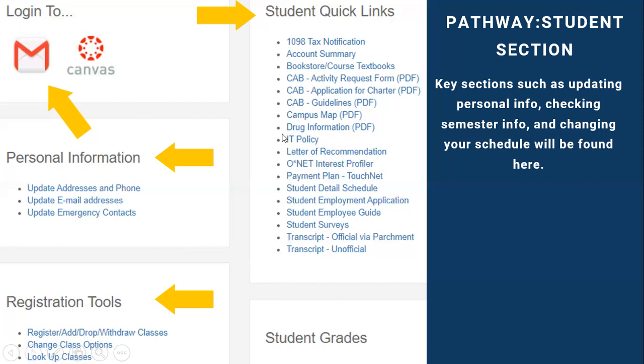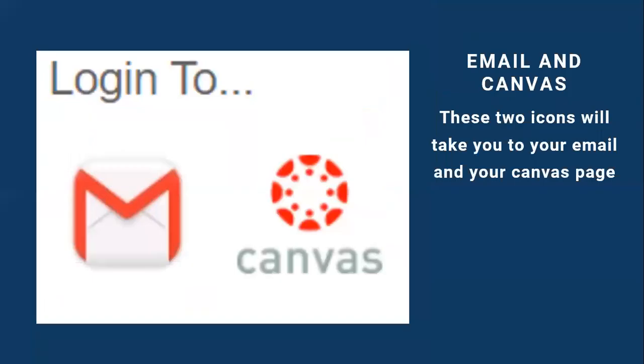So, student quick links. I know that the Zoom link sharing screen is kind of not allowing you to see that, but these are some student quick links: IT policy, student surveys, transcripts, unofficial. You can pay here with TouchNet. These are some things that are easily made available to you.